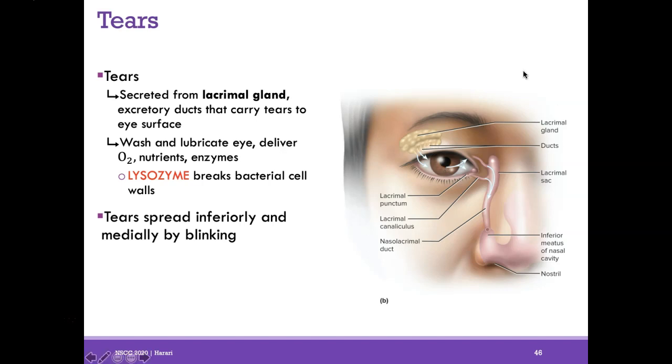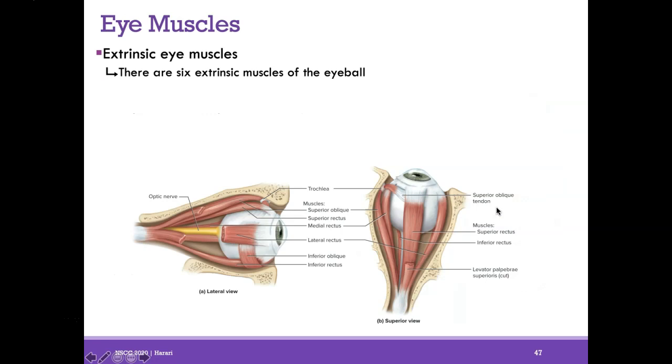And again, tears are spread medially and inferiorly every time we blink. So that's the purpose of the eyelid. And the nasolacrimal duct will carry the tears into the nasal cavity. And when we cry, we oftentimes have a runny nose. You need a tissue. And this is explained by the nasolacrimal duct. When you cry, you have excess tear secretions flowing into your nasal cavity. So you're going to have to use a tissue, blow your nose.